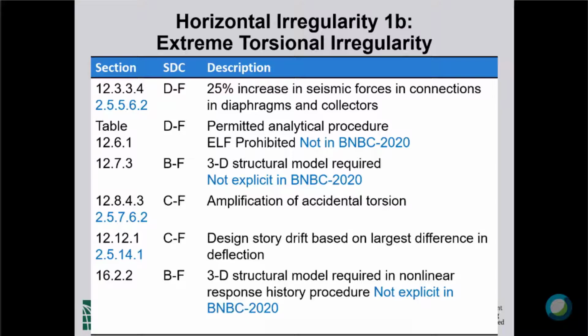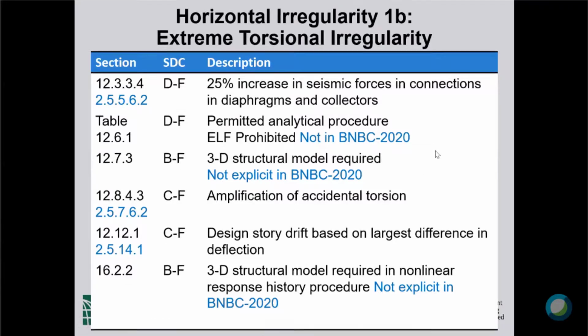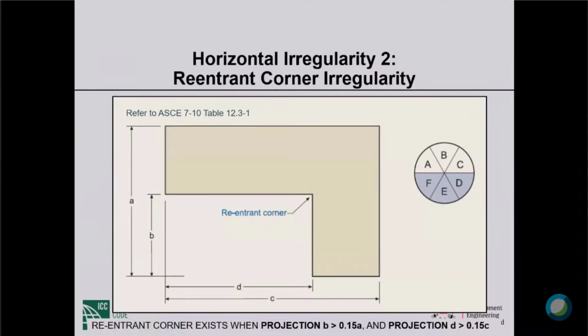1A to, we are going to 1B. The same restrictions as for 1A. It is identically the same table. Okay. So I do not believe that we need to discuss anything in particular. Okay. Then horizontal type 2, re-entrant corners.